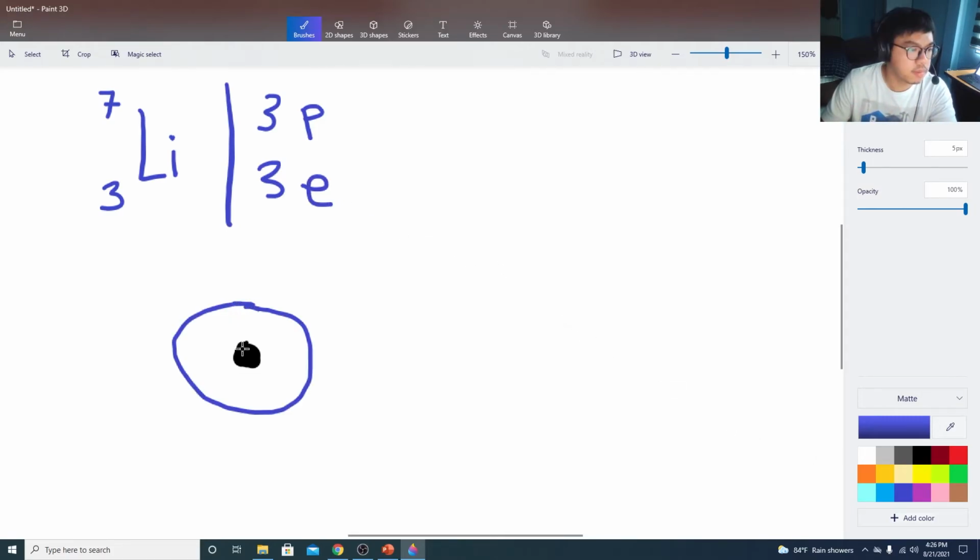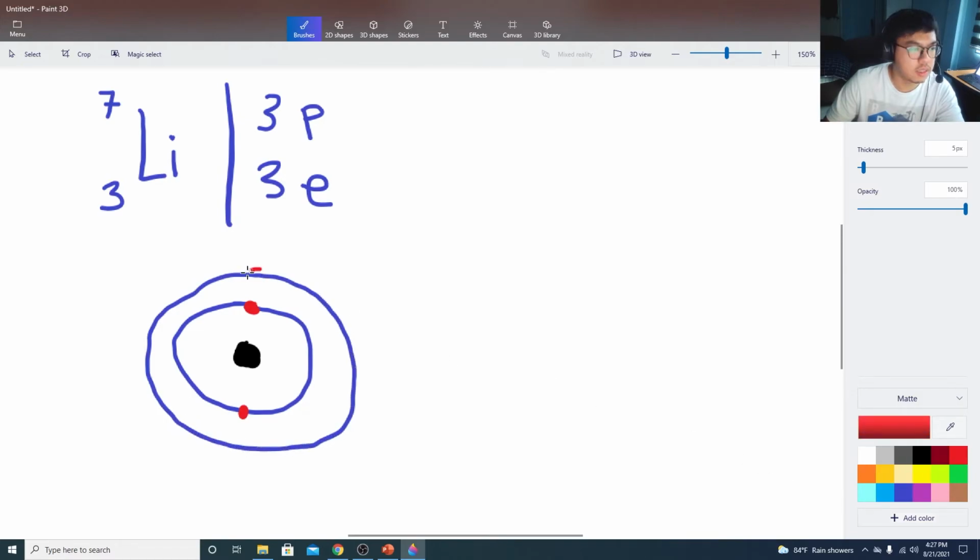So lithium, the black dot there is the nucleus. And so the first shell, it has 3 electrons. So the first shell, you need to fill in 2 electrons in the first shell. And then, so 1, 2, and then the third electron goes to the second shell, 3. And this is what it looks like, 2, 1. So that's the electronic structure of lithium.